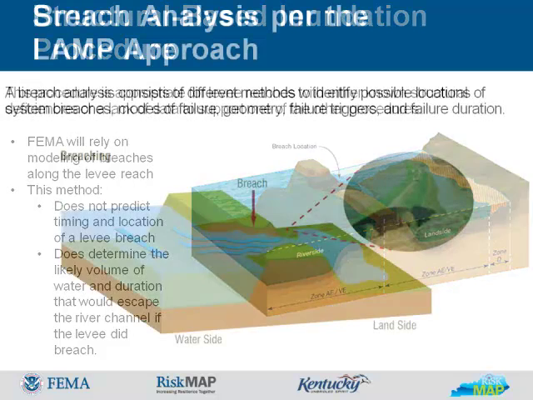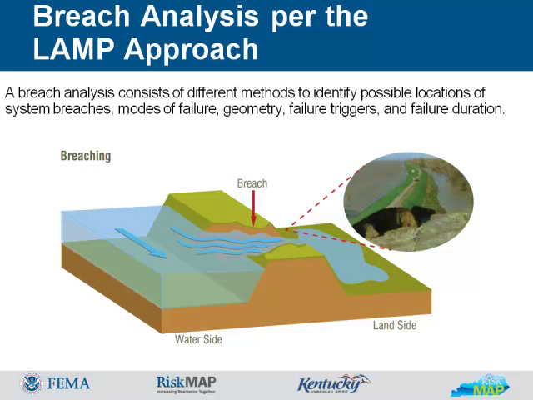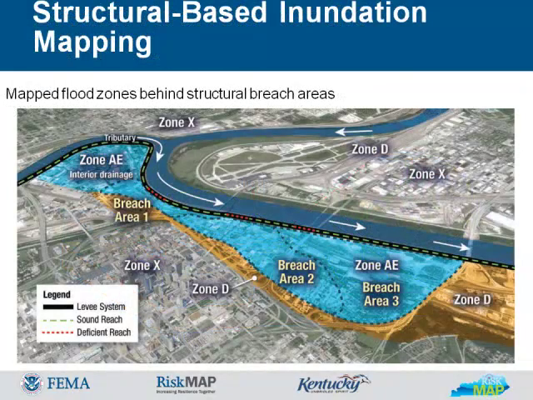A breach analysis consists of different methods to identify possible locations of system breaches, modes of failure, geometry, failure triggers, and failure duration. In the structural-based inundation procedure, multiple breaches are modeled and mapped, resulting in a composite special flood hazard area. In the examples shown, there are 3 breach locations with resulting mapped special flood hazard areas.